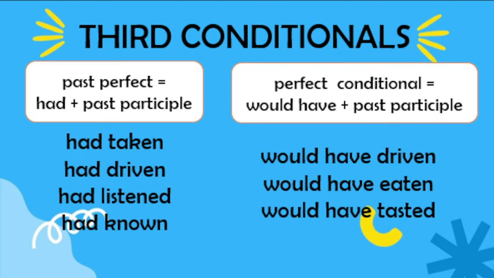Okay? So, ang past perfect tense, ito yung may had plus past participle. Ano yung mga past participle? Taken, driven, listened, known. Okay? And then, perfect conditional, ito yung may would have plus past participle. Would have driven, would have eaten, would have tasted. Remember, sa third conditional, gumagamit tayo ng verbs na may had at would have. Tatandaan niyo yan ha, yung structure na yan.